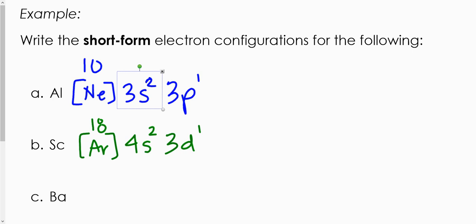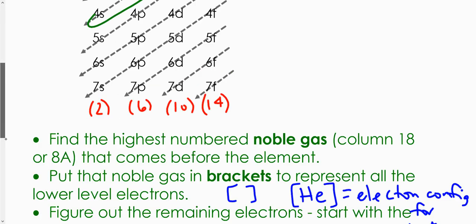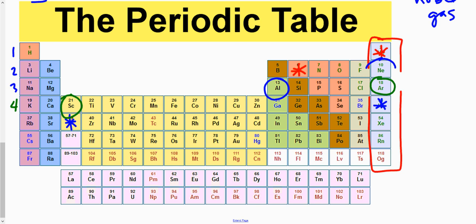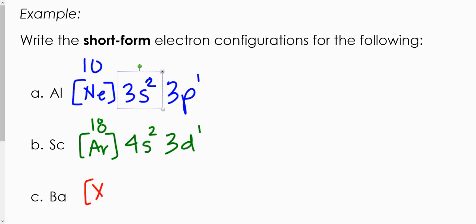All right, so another one. Let's do barium. So barium is right here, 56. So the noble gas we're going to use is Xe, which is xenon, with 54. And then barium is in row 6. So I'm going to write xenon in brackets. So that's those 54 electrons. And then I said it's in row 6. And 54 plus 2 is going to be 56. So 6s2, right? This is 54. Barium has a total of 56.